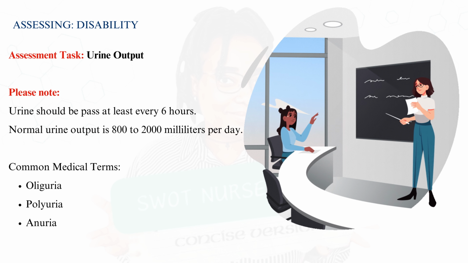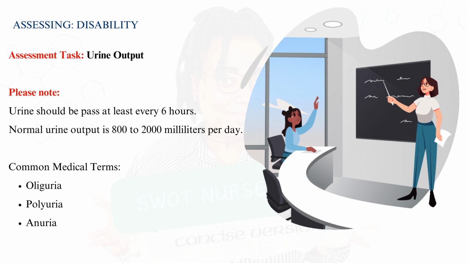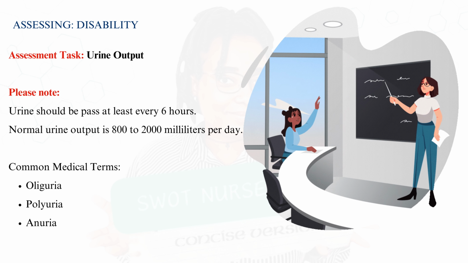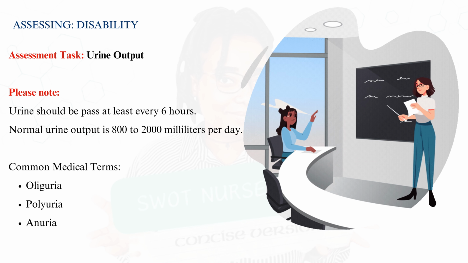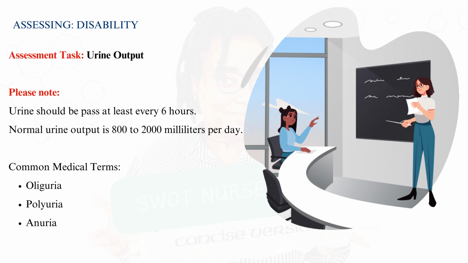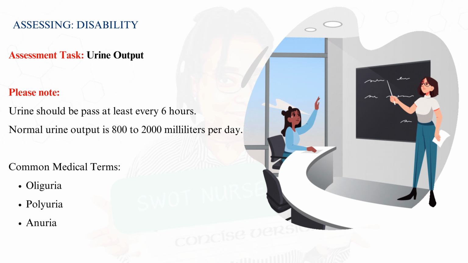1. Urine should be passed at least every 6 hours. The normal urine output volume for 24 hours is 800 to 2000 milliliters per day, with a normal fluid intake of 2 liters per day. Meaning if a person intakes 2 liters of water daily, they are expected to have a urine volume of 800 to 2000 milliliters per day. These are terms you are expected to be familiar with.